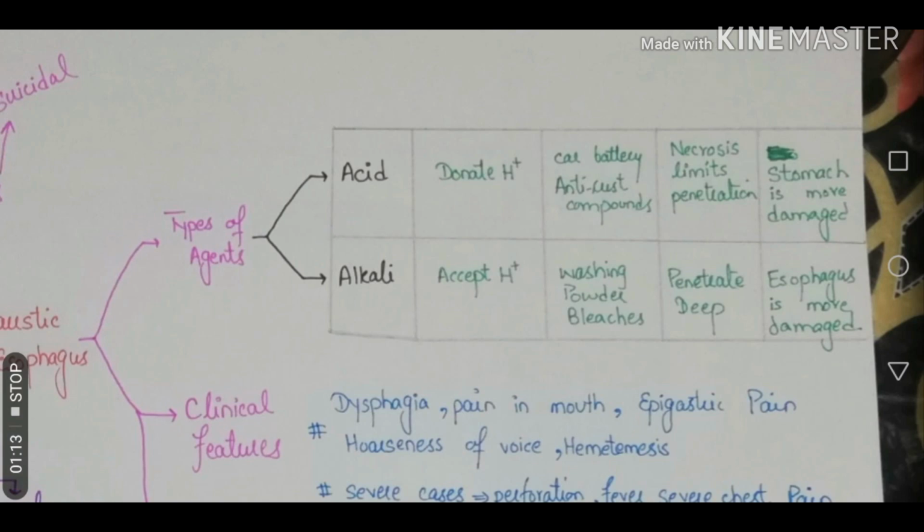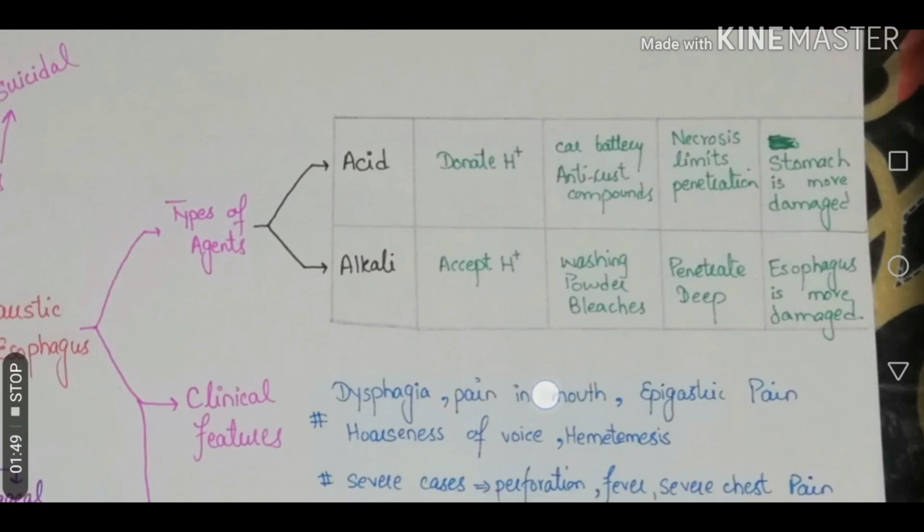Now, as there is no deeper penetration of acid, it can move down the esophagus very easily and it can enter into the stomach. So, whenever a patient has ingested acid, his stomach will be more damaged as compared to his esophagus. On the other hand, a patient who has ingested alkali will have a very deep penetration of that alkali and it will affect his esophagus very severely.